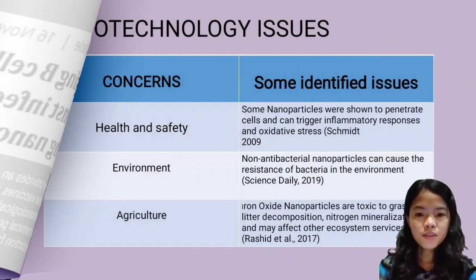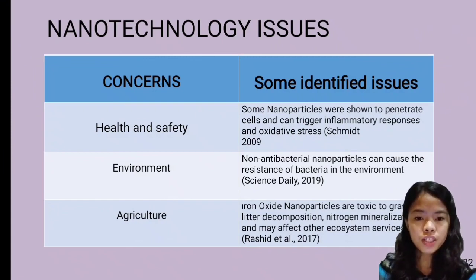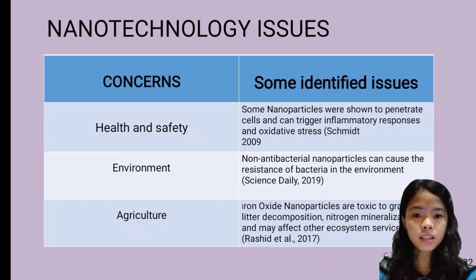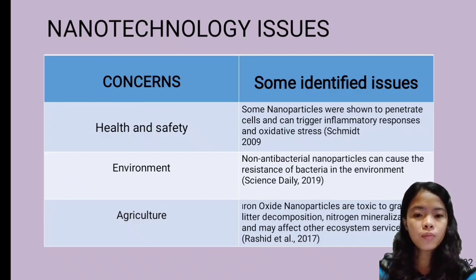Next is nanotechnology issues. Despite the benefits that nanotechnology has given us, there are still issues that need to be addressed. The toxicity of nanoparticles depends on their surface properties, structure, size, and ability to aggregate. However, if the nanoparticles have low solubility, they might cause issues concerning health and safety, environment, and agriculture.